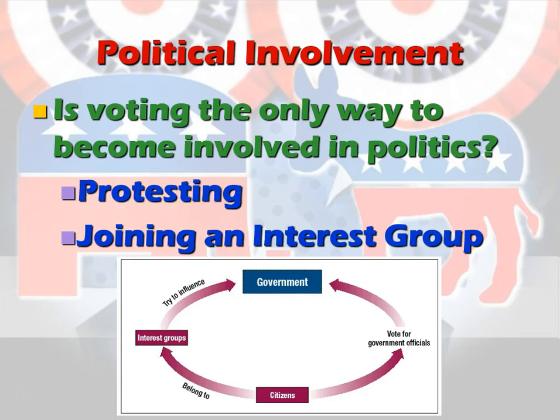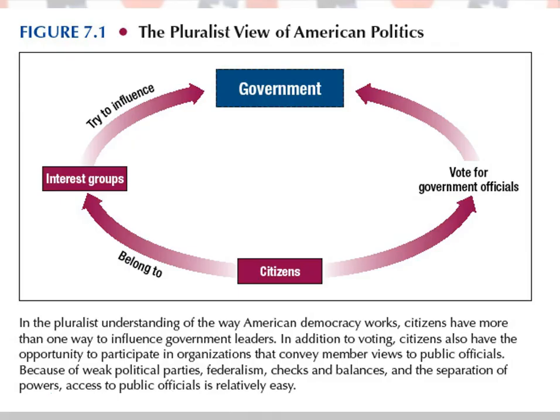So if we look at our chart, citizens join interest groups, and so they influence the government. Or the other way that we've looked at, citizens vote for government officials, which influences the government. But at the end of the day, our goal is to, of course, influence the government.